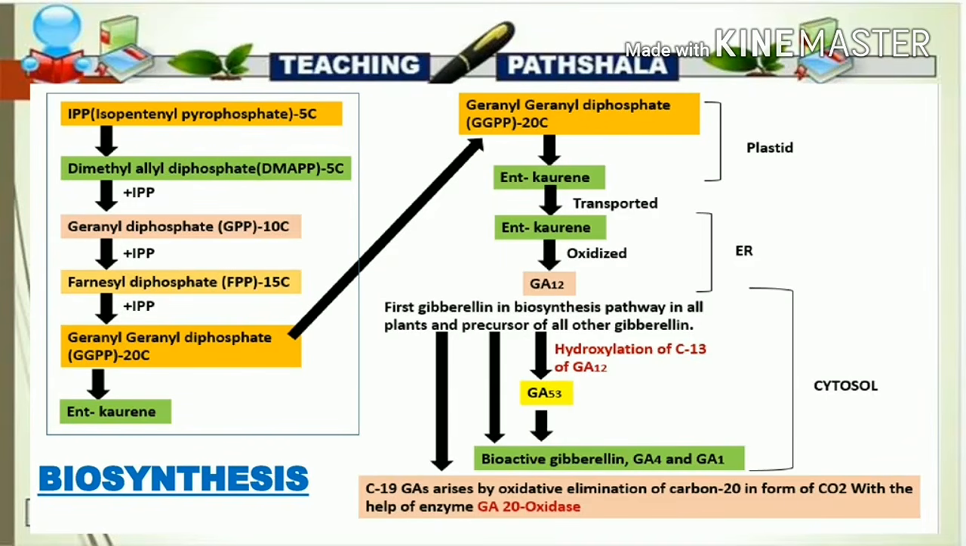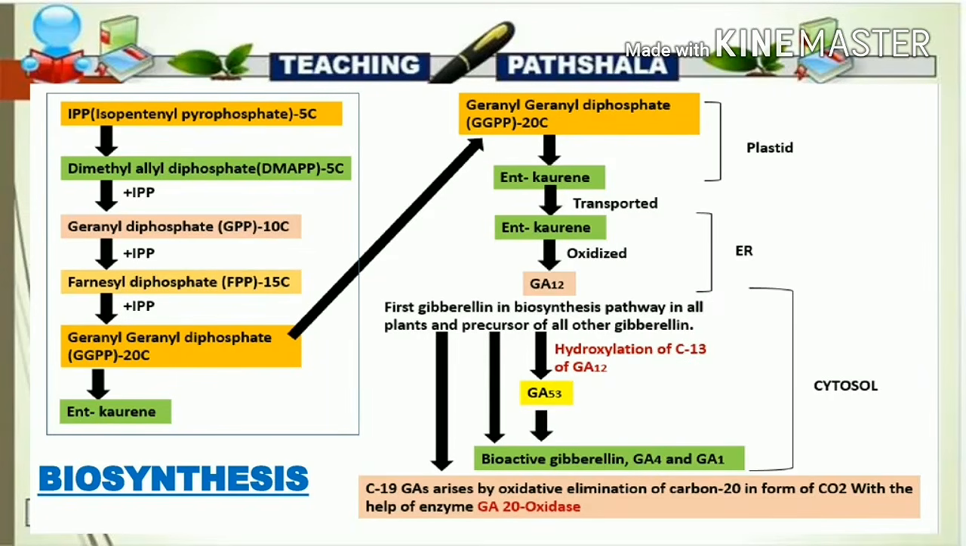Then the farnesyl diphosphate is again going to face the addition of one more isoprenoid unit, and it is going to convert into a geranylgeranyl diphosphate. Initially it had 10 carbons, and because there is again the addition of one more isoprenoid unit, obviously it is going to represent 20 carbons. So geranylgeranyl diphosphate, that is GGPP, is going to have 20 carbons, and this is again going to convert into ent-kaurene.